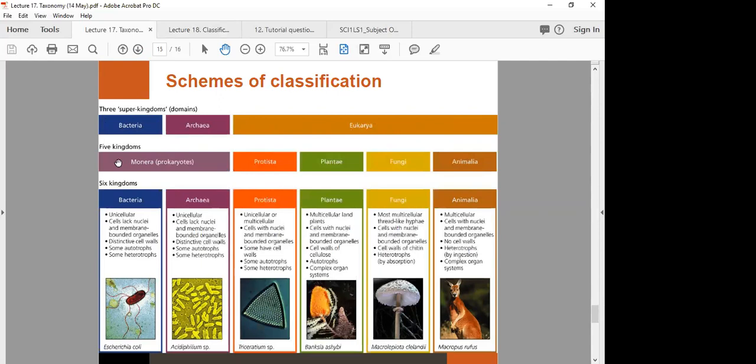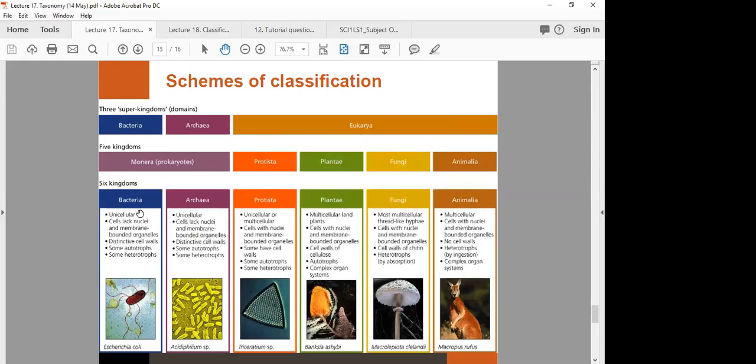Here we have the 5 kingdom system. All the prokaryotes are placed into kingdom Monera, and then we have separate kingdoms for eukaryotes: Protista, Plantae, Fungi, and Animalia. And finally, the six kingdom system, which is also commonly used. Bacteria, archaea, and then the four eukaryotic kingdoms. So let's look at some of the characteristics of each of these kingdoms.